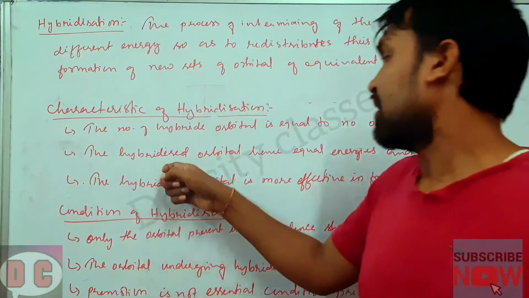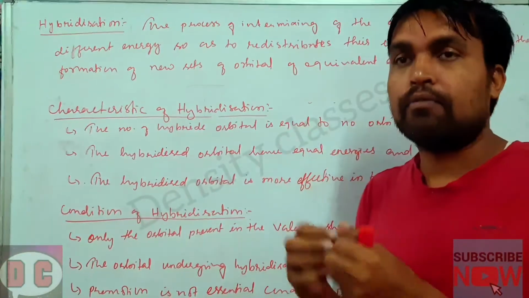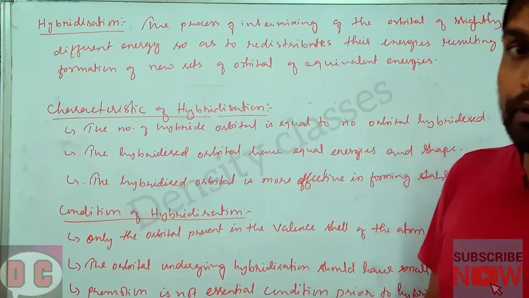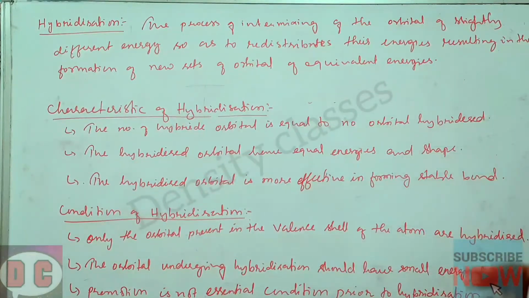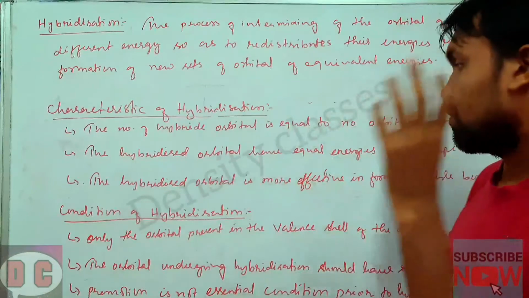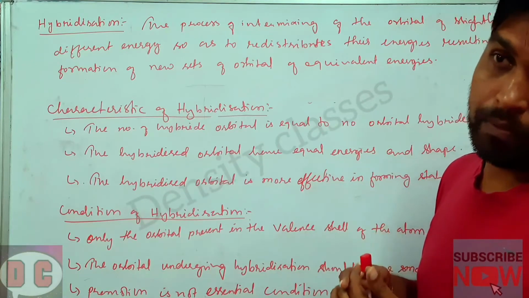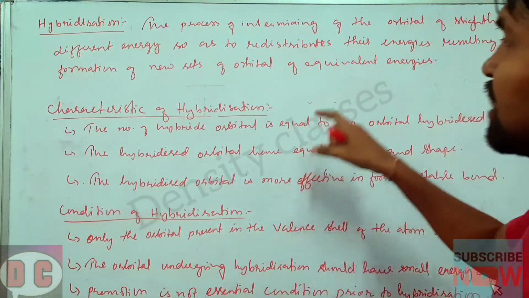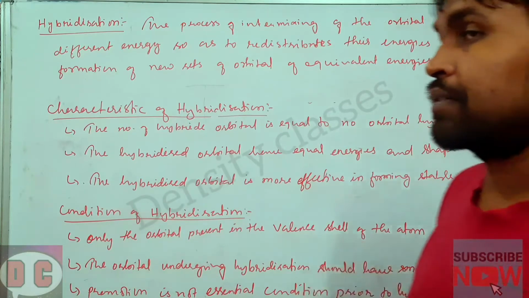Number 2, the hybrid orbitals have equal energies and shape. The orbitals which are going to hybridize, okay, will give hybrid orbitals of equal energy and shape. Okay or not? Third point, the hybridized orbital is more effective in forming stable bonds. The orbital which we get after intermixing of two orbitals will be more effective in the formation of a stable bond. That means hybrid orbitals lead to the formation of a stable bond. Okay. So in short, I have given you these 3 characteristics of hybridization.